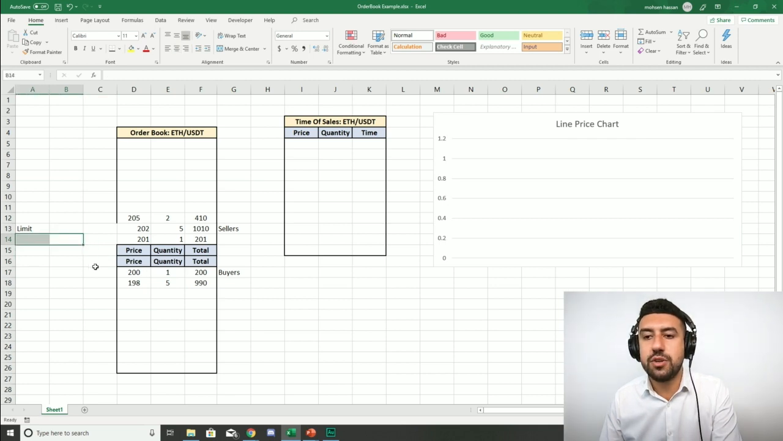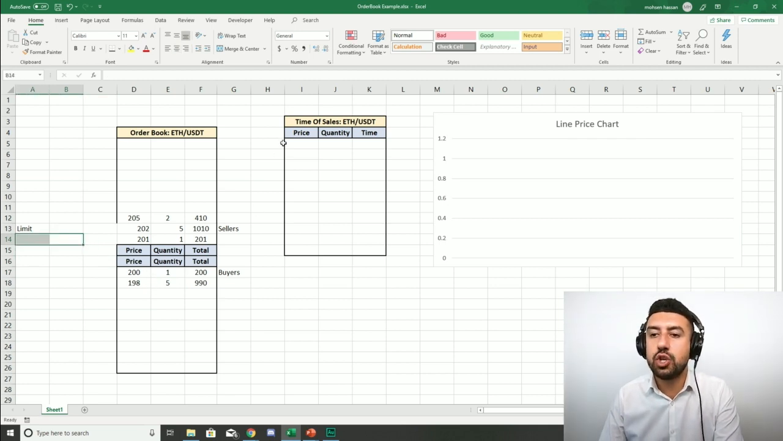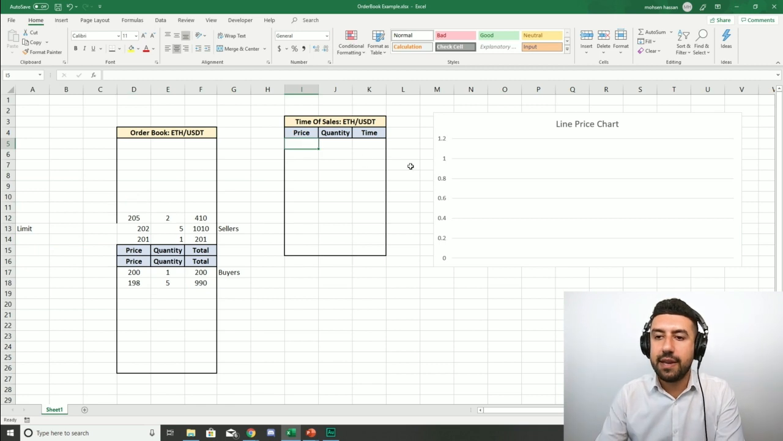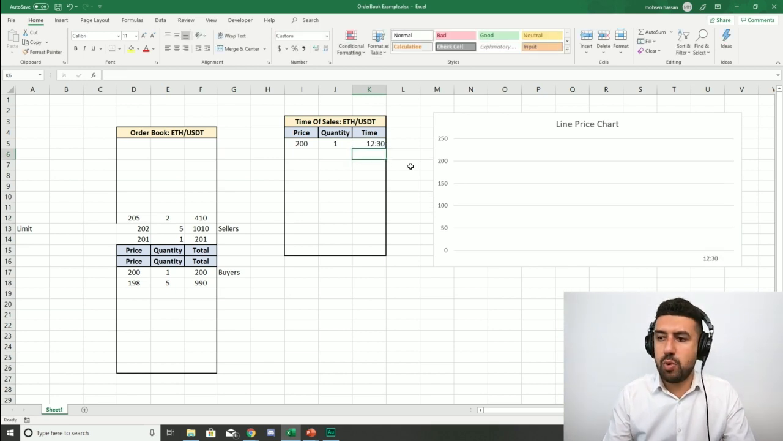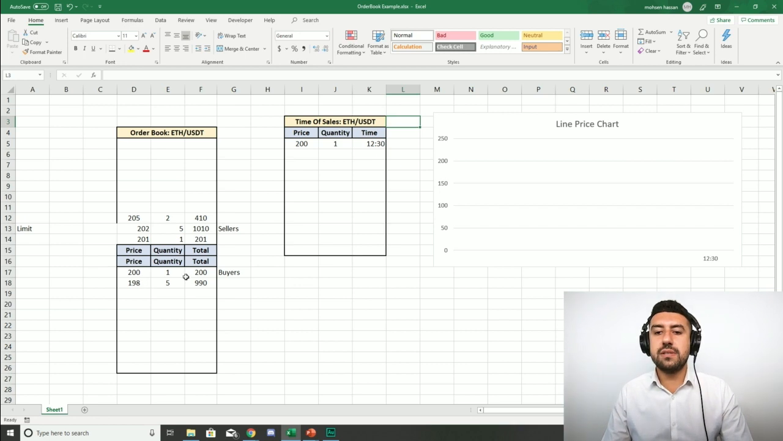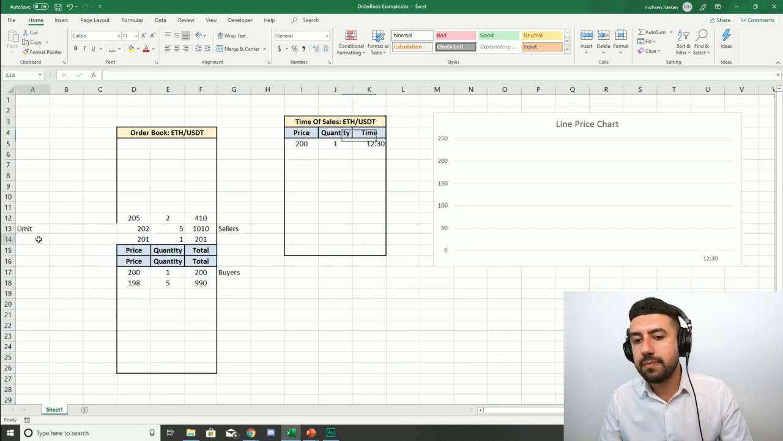So they transacted together and their transaction is going to show up here on the time of sales. And here is going to show up 200, 1, and the time. So if it's 12:30, it'll show up here. Okay. Now let's say after this, another buyer wants to buy, and he wants to buy 2 Ethereums at a price of 205.